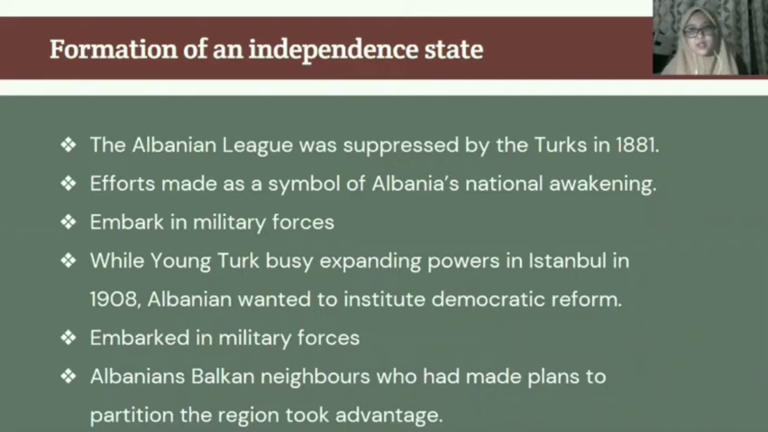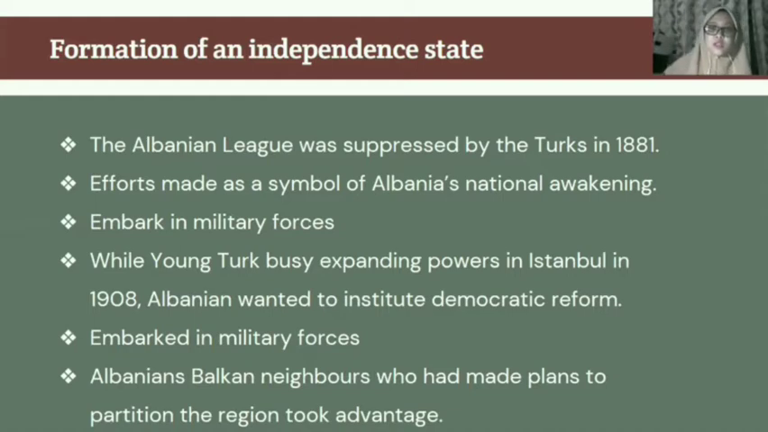After the war and many crises and problems that arose, the Albanian League was suppressed by the Turks in 1891, even though it was originally supported by the Ottoman government, because the government was alarmed by its strong nationalistic orientation. This is a symbol of Albania's national awakening. When the Young Turks were busy expanding their powers in Istanbul in 1908, Albanians wanted to institute democratic reform, and later they became powerful and forced the government to grant their demand.